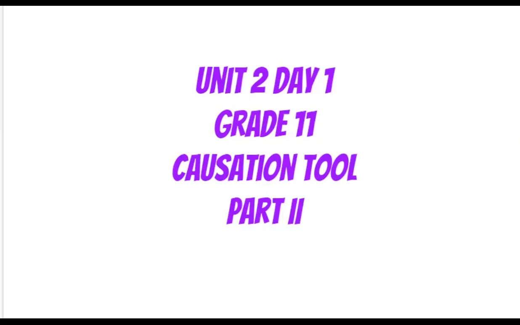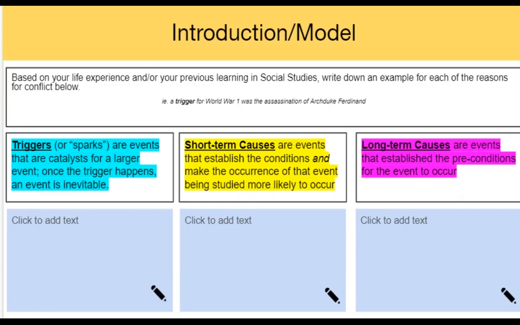Hi, everyone. Today we're going to take a deeper dive, which, if you watched the first clip, you know has a double meaning, into the causation tool for grade 11, unit 2, day 1. In our first clip, if you go back and watch it, it involved Alphonse the camel, the straw that broke the camel's back, and a whole lot on triggers, short-term causes, and long-term causes.